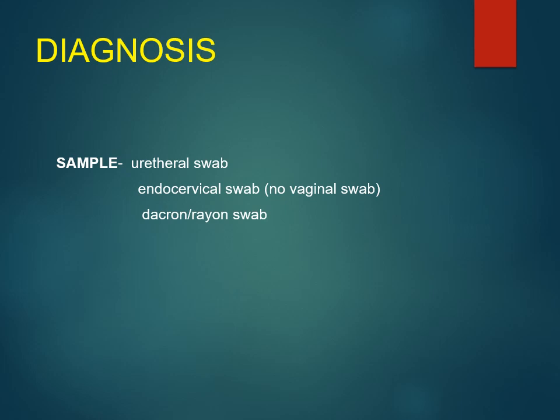Then diagnosis. So what samples will we take? If the male is infected, urethral swab. If the female is infected, we don't want to take the vaginal swab, because we cannot isolate this bacteria. We take the endocervical swab, and the swab should be dacron or rayon made, because if you use alginate swabs or cotton swabs, they will interfere with the bacterial growth.